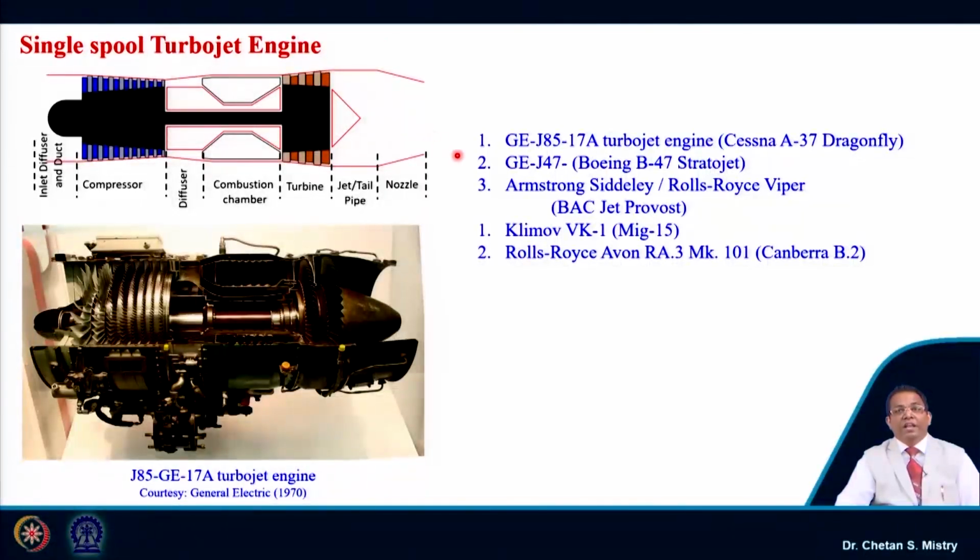There are different engines like the J85, the J47 by GE, the Rolls-Royce Viper, the VK-1 for the MiG-15, and the Rolls-Royce Avon for the Canberra B2. These are all single spool engines. We can say they were the initial engines which were developed.